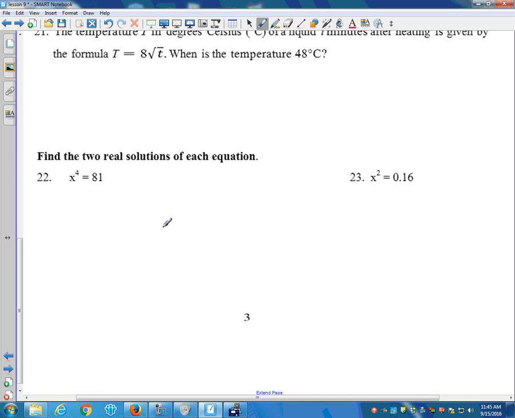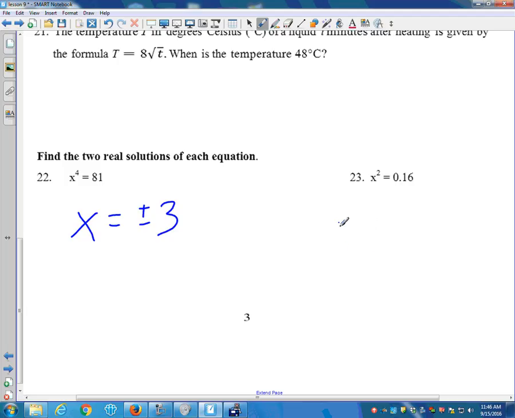Okay, moving on to the equations. Question number 22. It says x to the fourth is 81. In other words, what times itself times itself times itself is 81. Is the answer 3? Yes. Why is 3 wrong? Two answers. Okay, because it's an even root. There's 2 answers when we take the even root. And negative 3 times negative 3 times negative 3 times negative 3 would be positive 81. Do you have to have both answers to get credit? Of course. Yes.